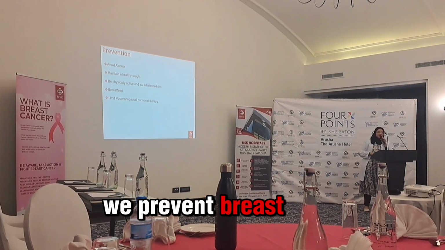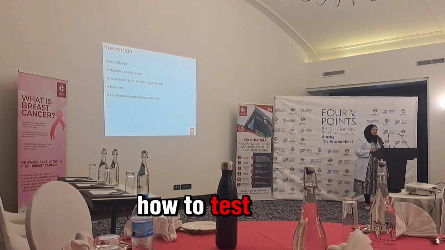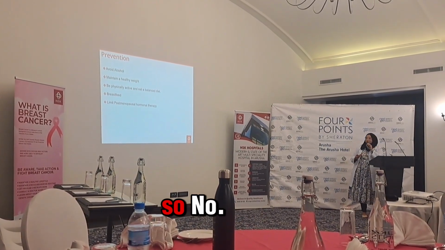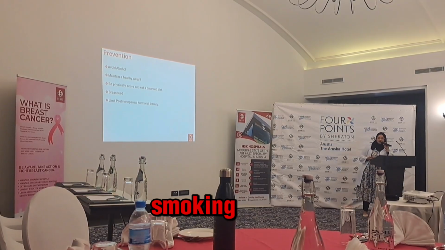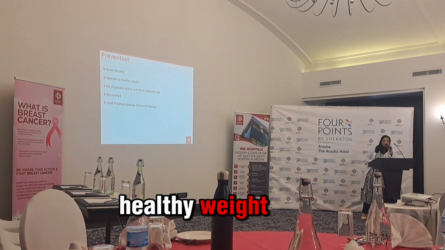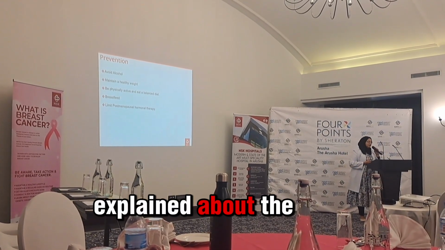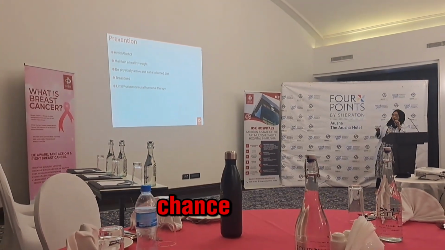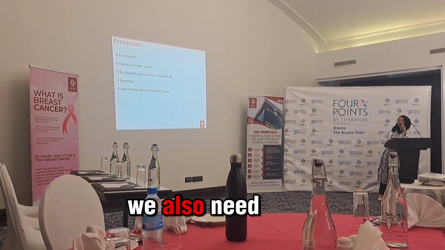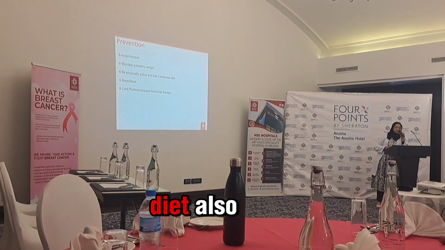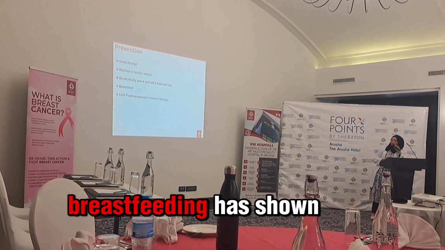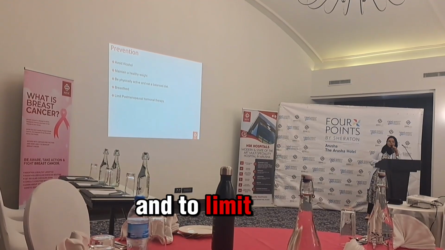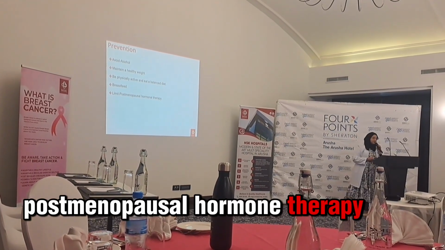So how do we prevent breast cancer? We've spoken about how to test and what to do, but how do we make sure that we're not getting there? Number one is to avoid alcohol and smoking and to maintain a healthy weight, because I had explained the relation between being overweight, the hormones, and increasing your chance. For that, we also need to be physically active and eat a balanced diet. Also, breastfeeding has shown advantages in preventing breast cancer, and we should limit postmenopausal hormone therapy.